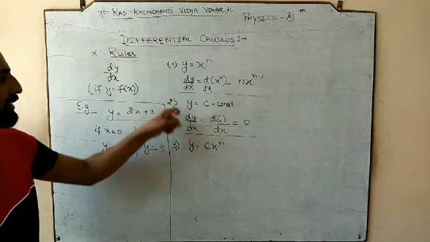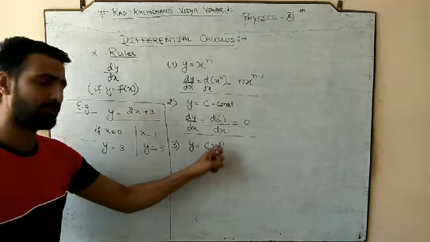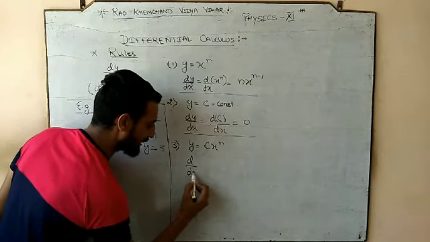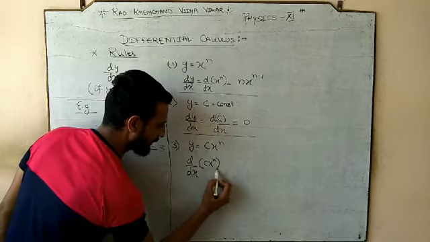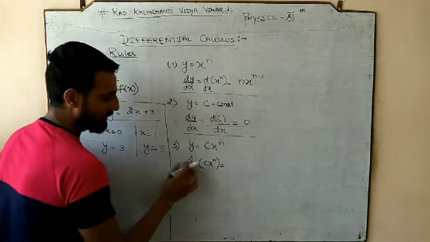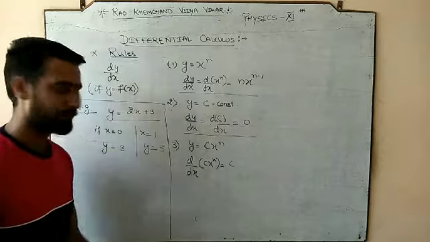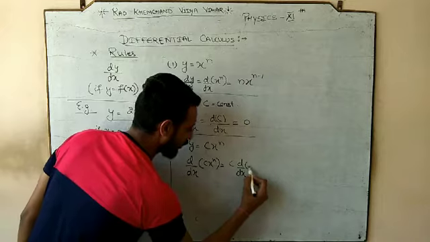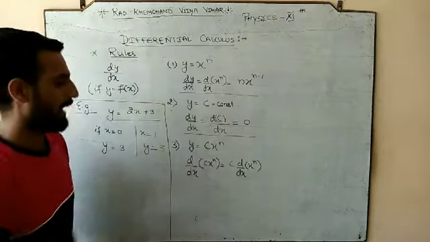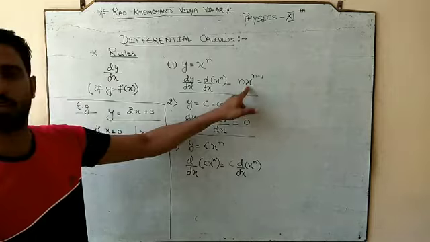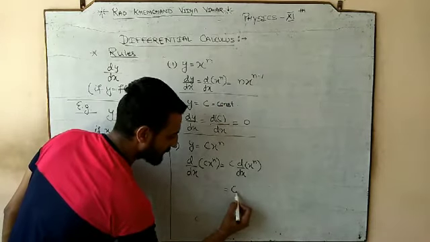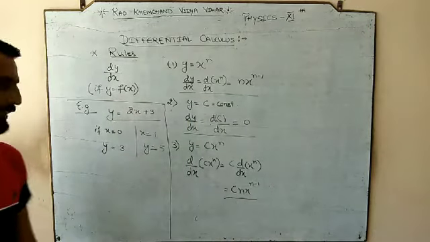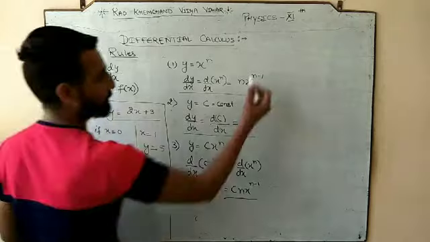Rule number 3. If y is equal to constant into x की power n. It is a mixture of the first and second rule, meaning we have x की power something, but along with that we have some constant. So the differentiation of this is c x power n. The rule is that the constant will come out of the differentiation as it is. Constant बाहर आ जाएगा, and what is left? d by dx of x की power n. And what is the differentiation of x power n? According to rule number 1, it would be c n x power n minus 1. Clear? Okay, so this is our rule number 3.